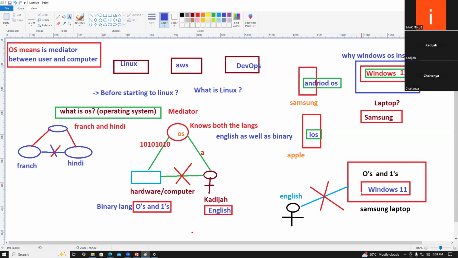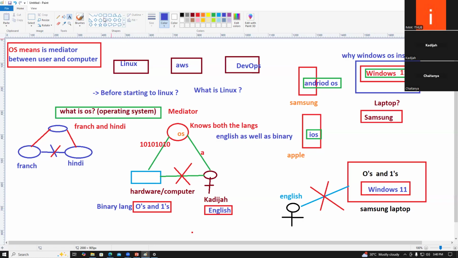Because your laptop knows only binary language and you know only English language, you are unable to communicate with the hardware. So definitely we need a mediator to communicate with each other, right? That mediator is nothing but an OS. So which OS is installed on your laptop?